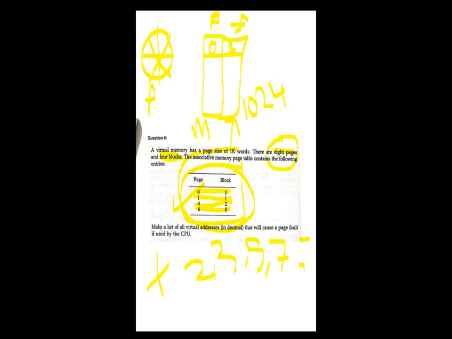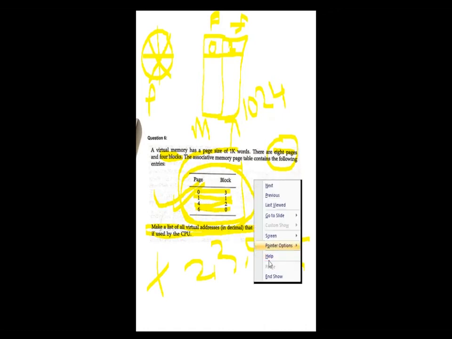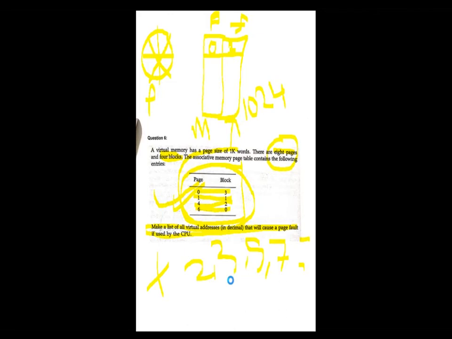Okay. So we got this. Now he is asking the question. Come to the question now. Make a list of all virtual addresses in decimal that will cause a page fault. Which will cause a page fault? The pages which are already in main memory will not cause a page fault. So if the CPU wants page 0, page 1, page 4, and page 6, there is no page fault. But if the CPU wants page 2, page 3, page 5, page 7, this will result in a page fault.